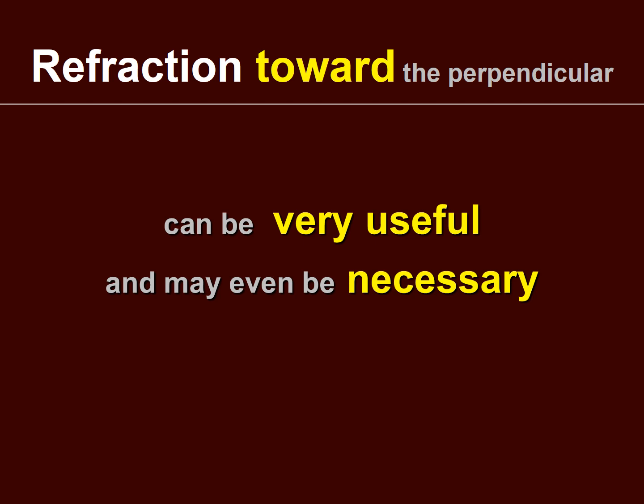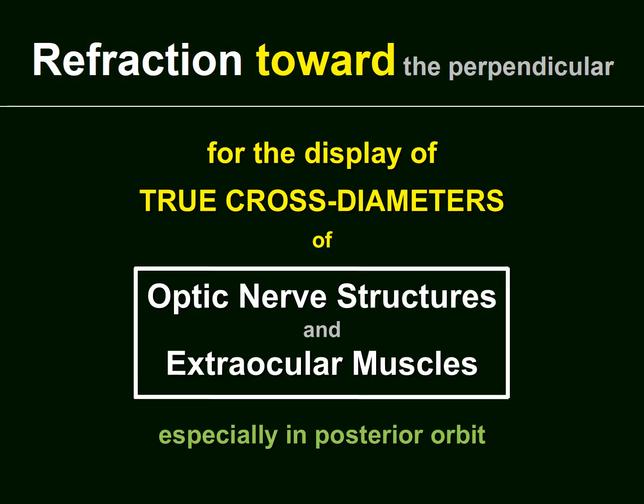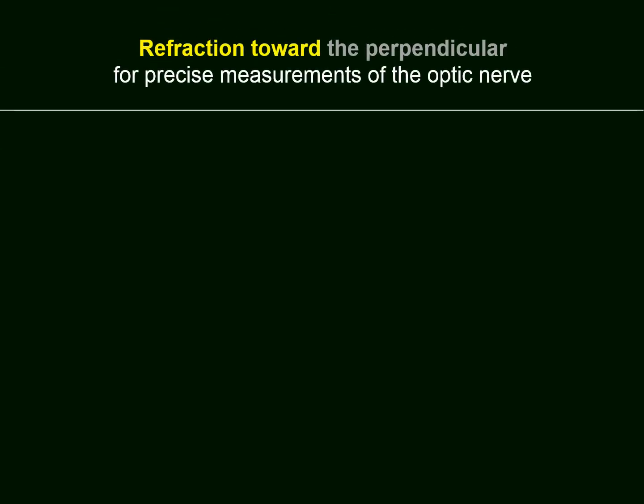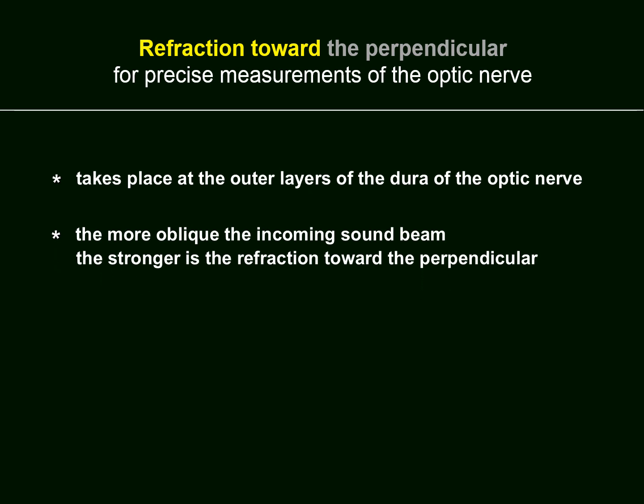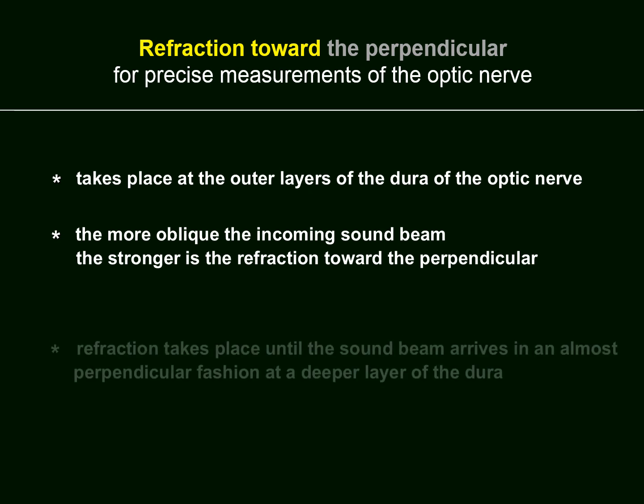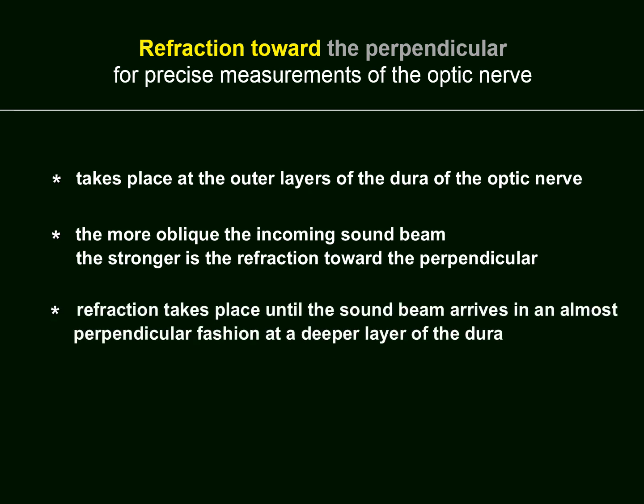Refraction toward the perpendicular. This is the good guy. It can be very useful and may even be necessary for our diagnostic purposes. Namely, the optic nerve structures and extraocular muscles can be measured even back in the orbital apex only because of refraction of the oncoming sound beam towards the perpendicular. For precise measurements of the optic nerve, this refraction towards the perpendicular takes place at the outer layers of the dura. The more oblique the incoming sound beam, the stronger is this refraction towards the perpendicular. And this refraction takes place until the sound beam arrives in an almost perpendicular fashion at deeper layers of the dura.